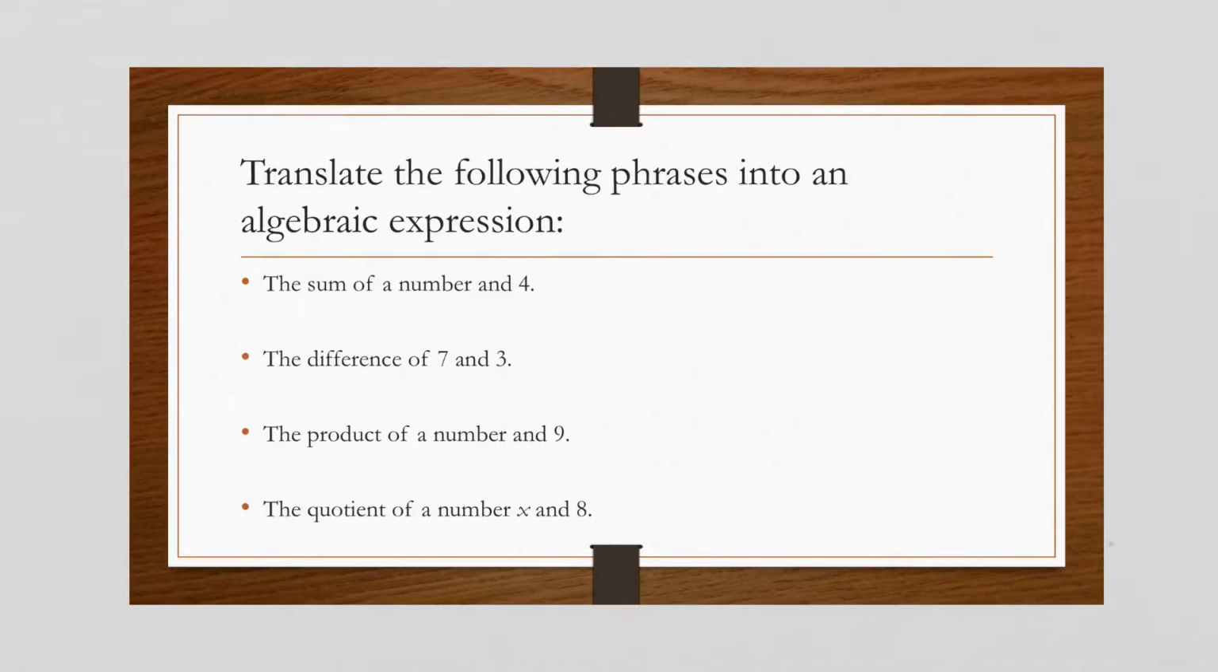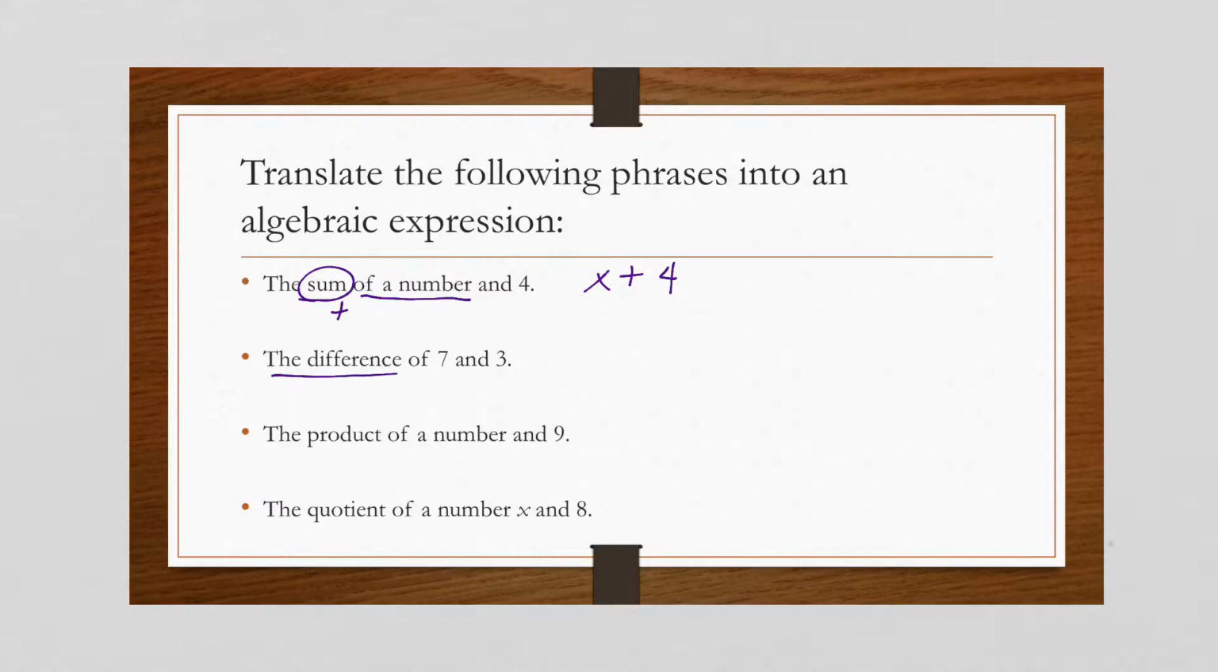Alright, so check out this. We are translating the following phrases into an algebraic expression. The sum of a number and 4. I don't know what that number is right there, so I'm just going to call it x. You could call it any letter of the alphabet you want. Sum means addition, so the sum of a number and 4. This is as good as that thing gets. I can't do anything else to it unless I know what x is. And in this case, I don't.